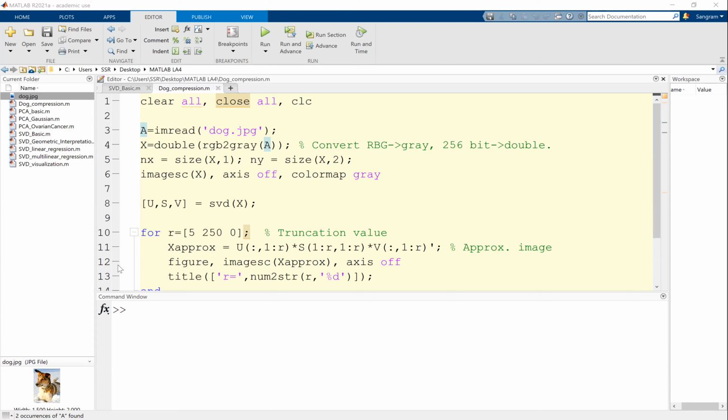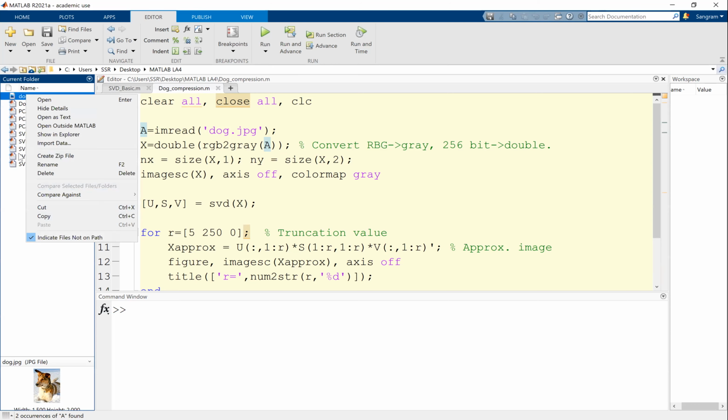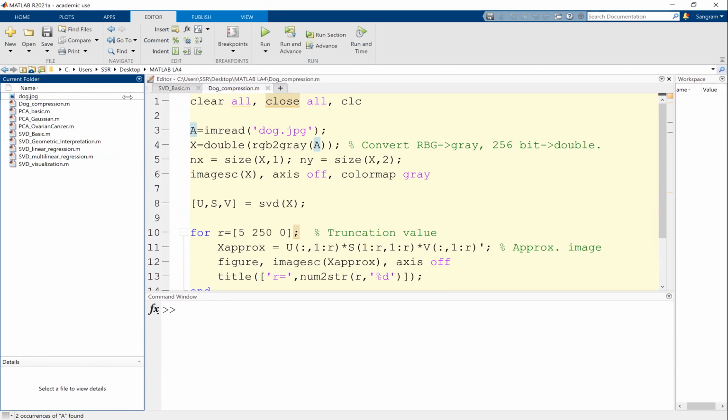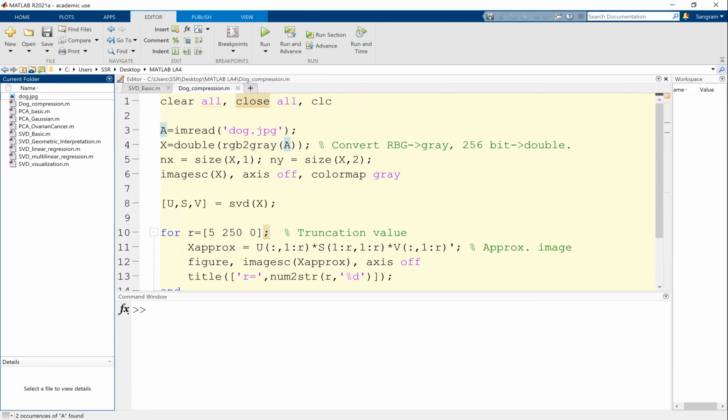So what we are going to do, and this is actually a very small image. If you look at the size of that image, if you double click, it will tell you the properties, and you will see that this is not a very high resolution image. But the amount of data that image contains is huge.